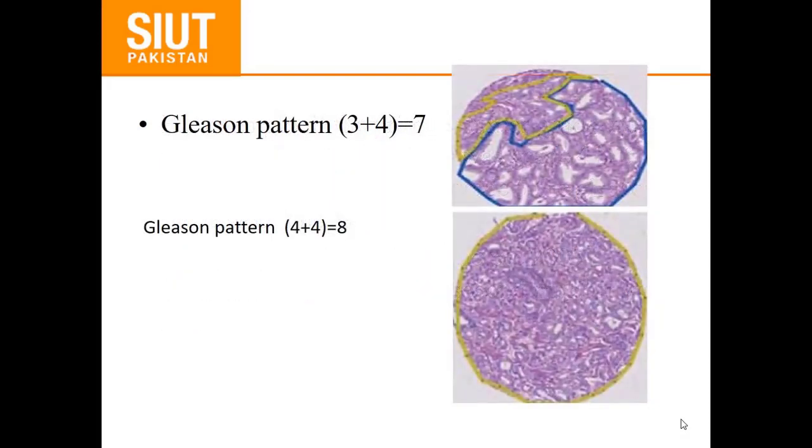Here is a Gleason score 7. We can appreciate Gleason pattern 3 in this slide and some Gleason pattern 4 in this slide. So the score will be 3 plus 4, that is 7. In this slide we can appreciate Gleason pattern 4; the most dominant pattern is 4 and the second most is also 4. So 4 plus 4 is 8.